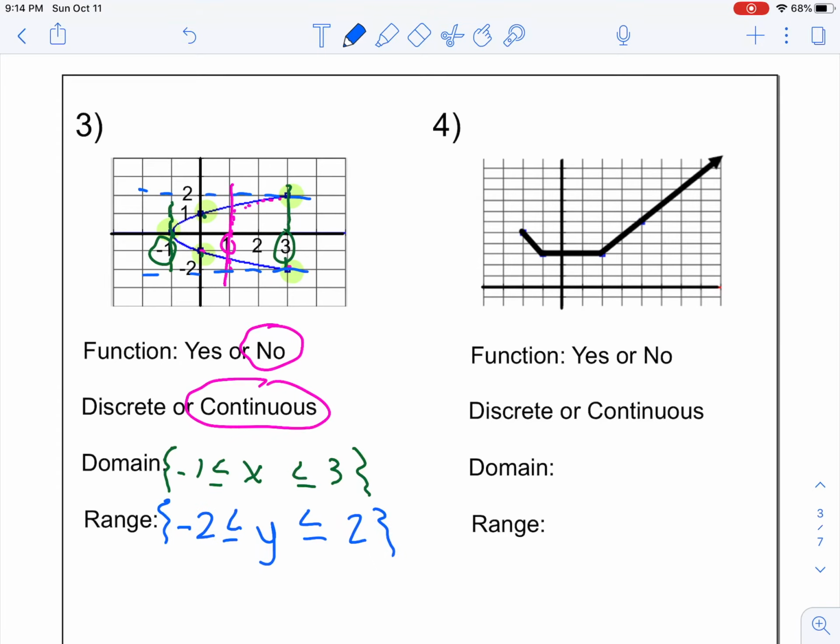So that's how you write those inequalities. Let's move on to number 4. Is this a function or not? Well, again, it passes the vertical line test. So yes, it is a function.